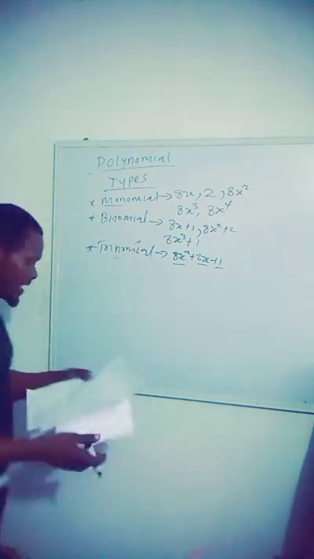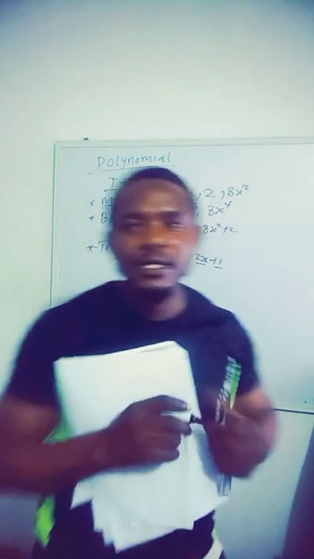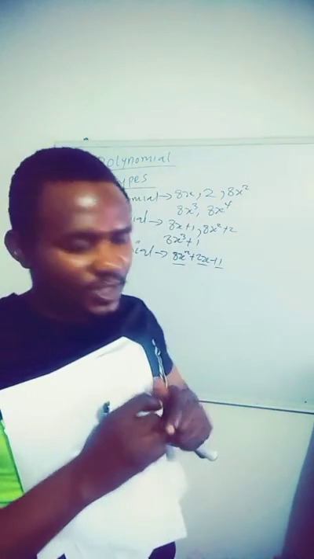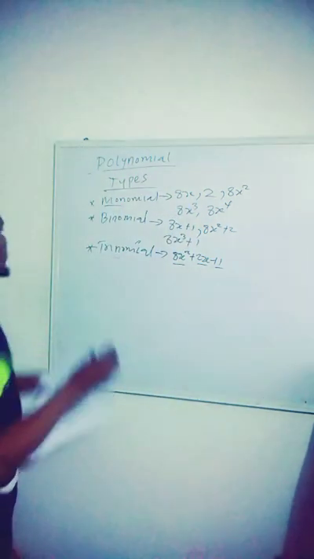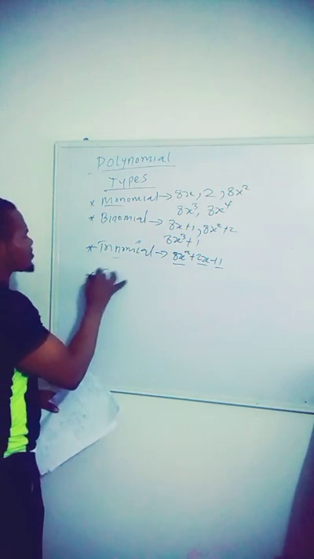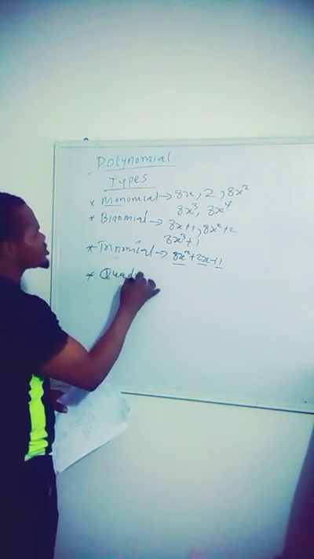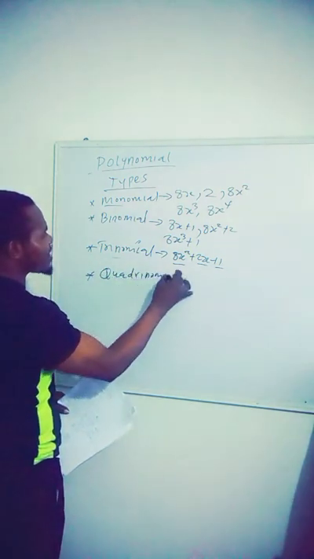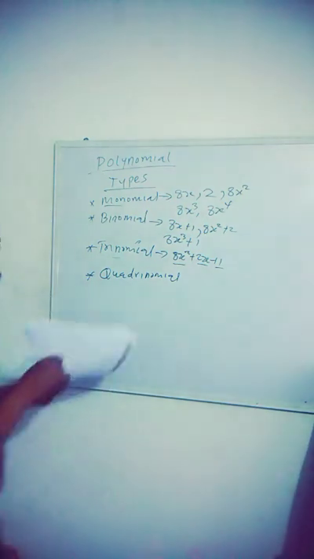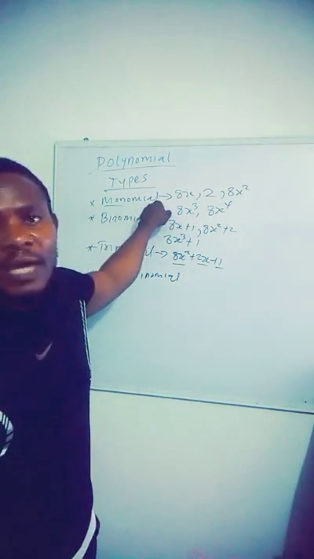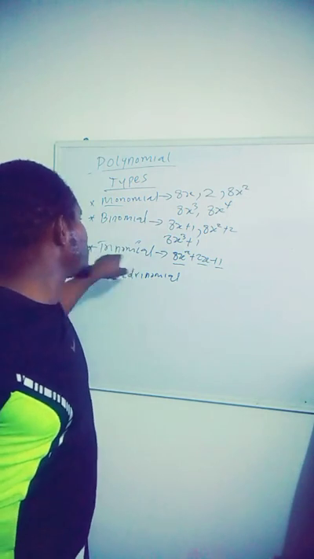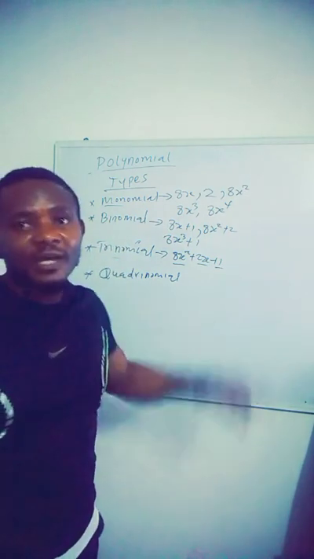You have trinomial. You have quadrinomial. Quadrinomial means 4 terms. So now these are quadrinomial. This means you are having 4 terms. So you have monomial, binomial, trinomial, quadrinomial.